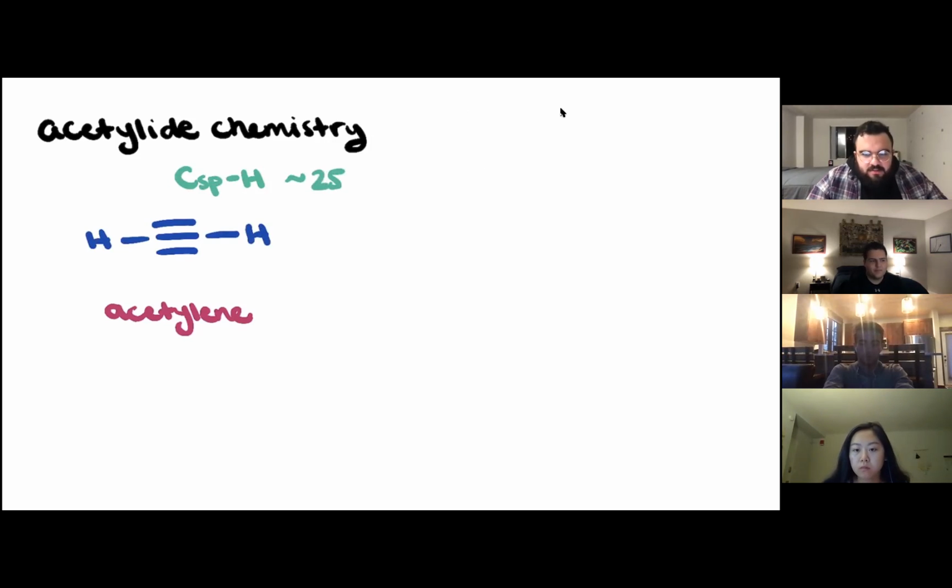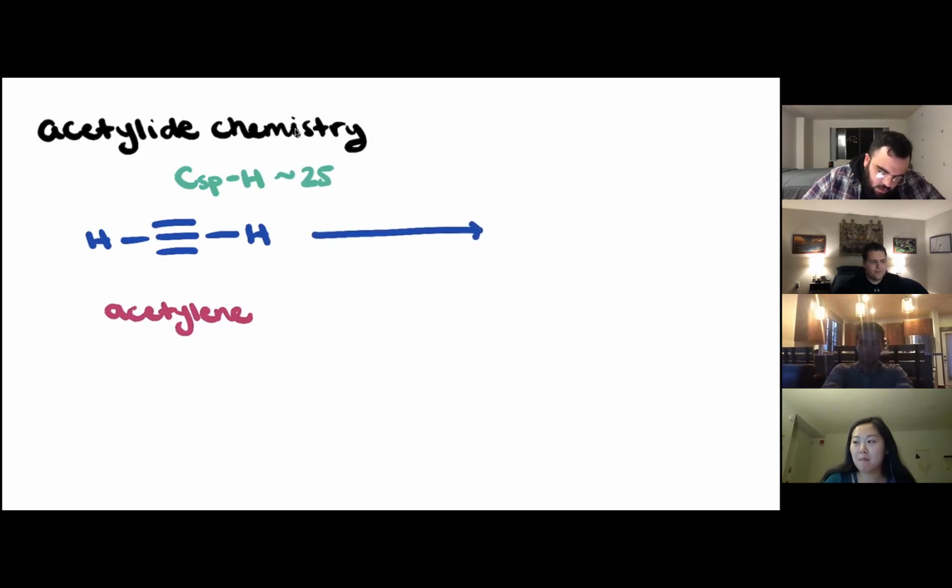So it's still a pretty basic pKa, right? But relative to other CH bonds, it's actually pretty acidic, right? So in order to functionalize this, we can take NaNH2 and NH3 to create an anion. And this is what we call our acetylide ion.